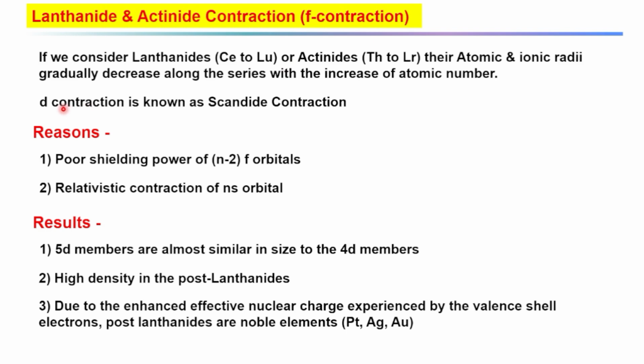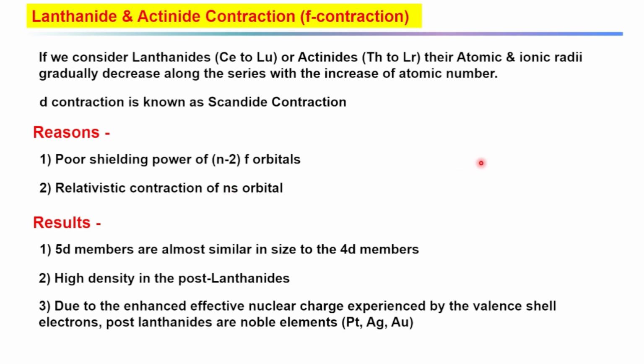The same trend can also be observed in the case of D block elements. This D contraction is known as Scandide contraction. Now let's see what the reasons are. The reasons are the poor shielding power of n-2f orbitals, and you can also see relativistic contraction of the ns orbital. So I will try to explain it.